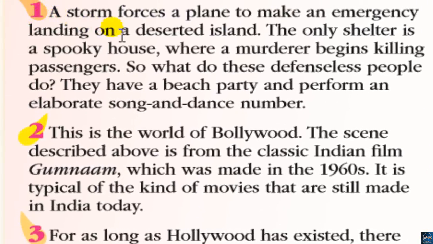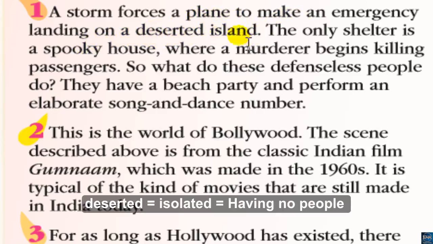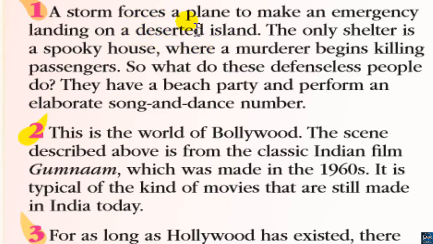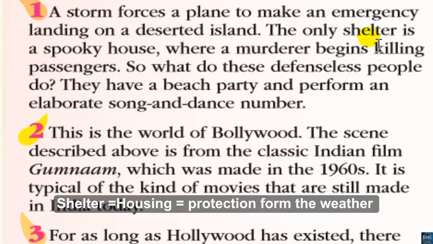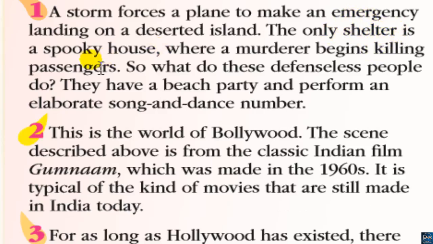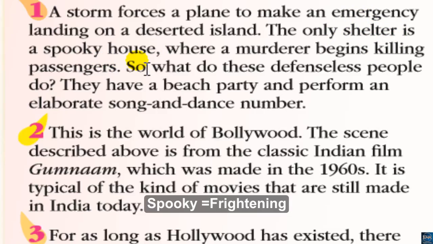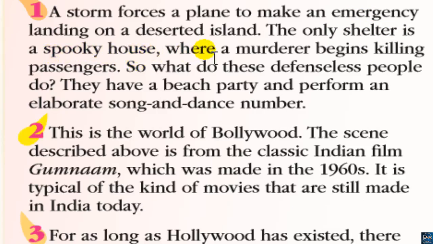1. A storm forces a plane to make an emergency landing on a deserted island. Isolated island. Island without people. No people. Deserted, no people. The only shelter is a spooky house. The only shelter. Shelter, house. House, or a place to sleep in it, is a spooky house. Is a frightening house. Where a murderer begins killing passengers. A murderer, a killer. The killer begins killing passengers.